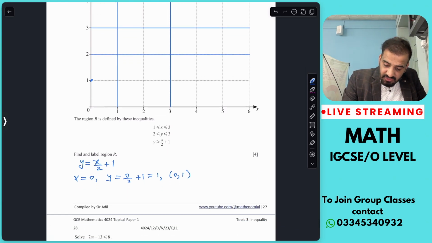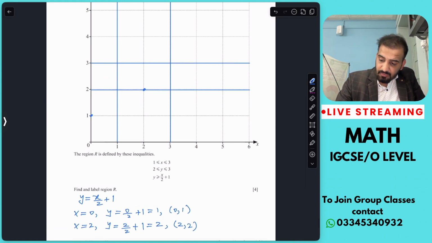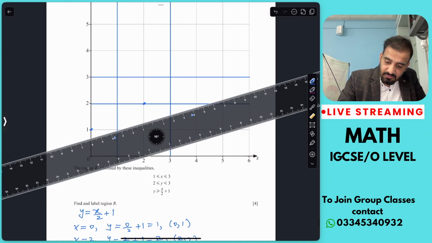Let's take one more value. This time I am taking 2 so that it gives me some integer. So 2 over 2 plus 1 is again 2. So 2 comma 2. Where is 2 comma 2? This is 2 comma 2. Let's join these points.